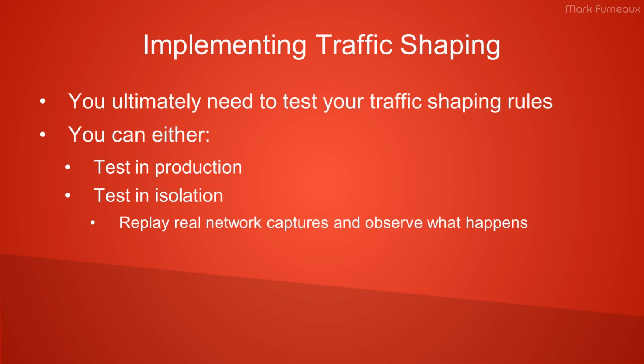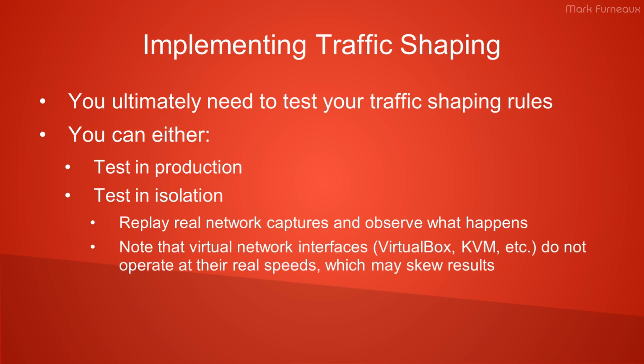and see if things actually got better. Now, just note that if you try to test in a virtual machine, on most hypervisors the virtual network interfaces don't actually operate at their real speeds, and therefore that may skew your results by quite a bit. Network interfaces can run as fast as the CPU or RAM will let them. So a gigabit interface in a VM is not actually a gigabit. It can do 4 gigabit, it can do 6 gigabit. So that may change things.